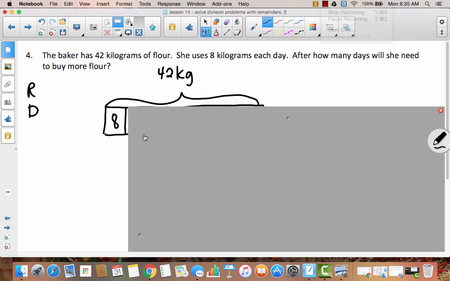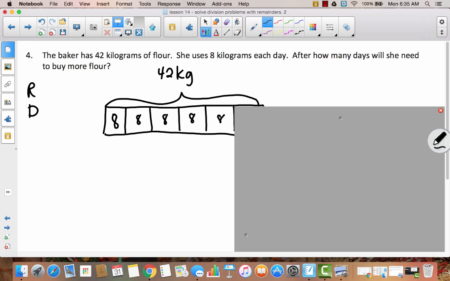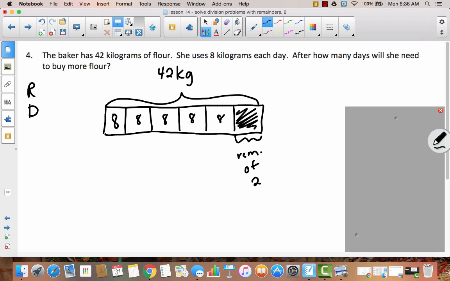Okay, so hopefully you tried to figure out how many 8s you can get out of 42. So we started out with 1 8, and then another 8 would be 16, and then another 8 would make 24, 32, and then 40. Now I don't have enough to make another 8, so I ended up with a remainder of 2.